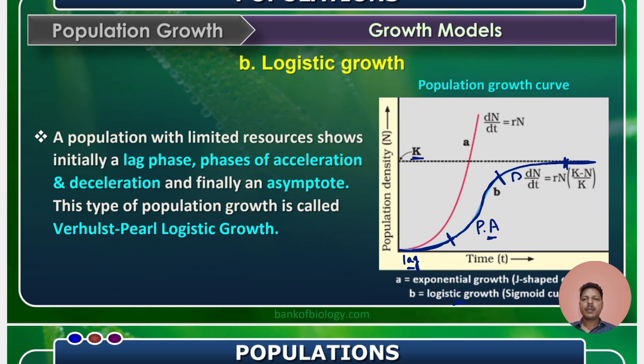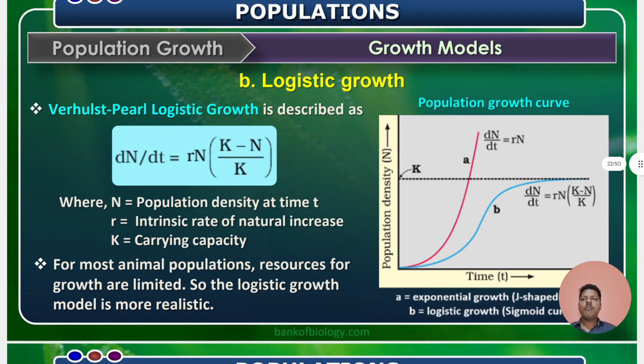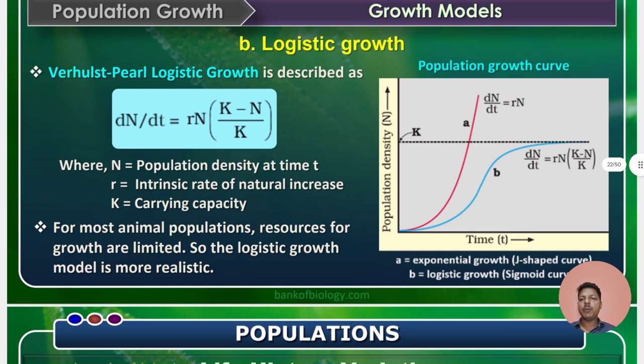That's why. This type of population growth is called Verhulst-Pearl logistic growth. Remember, questions are asked. Verhulst-Pearl logistic growth is described as dN/dt equals rN (K minus N)/K, where N is the population density at time t, r is the intrinsic rate of natural increase, and K is the carrying capacity. For most animal populations, resources for growth are limited, so the logistic growth model is more realistic compared to the exponential growth.